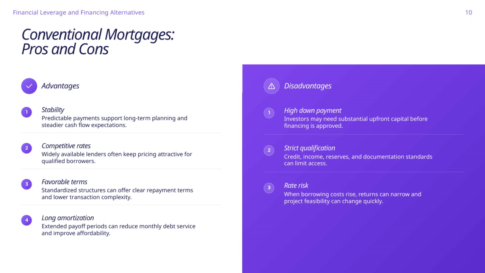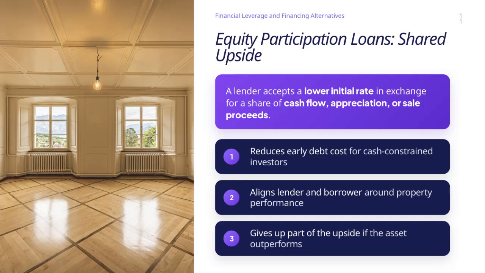Now let's talk about equity participation loans, which are an interesting financing alternative. Essentially, the lender agrees to accept a lower initial interest rate in return for a share of the property's cash flow, any appreciation in value, or the proceeds from a future sale. This structure helps reduce early debt costs, which are particularly beneficial for investors who might be tight on cash at the outset. It also creates a strong alignment between the lender and borrower because both parties benefit when the property performs well.